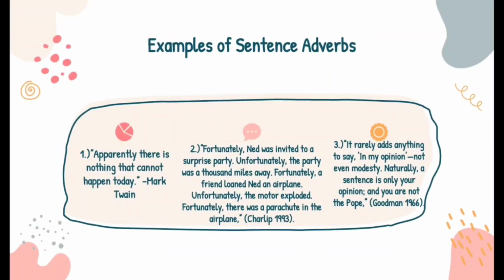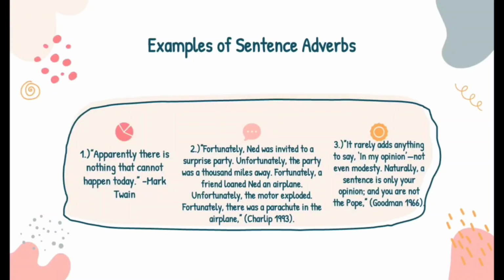And then the examples of sentence adverbs. First: Apparently, there is nothing that cannot happen today. Number 2: Fortunately, Ned was invited to a surprise party. Unfortunately, the party was 1,000 miles away. Fortunately, a friend loaned Ned an airplane. Unfortunately, the motor exploded. Fortunately, there was a parachute in the airplane.